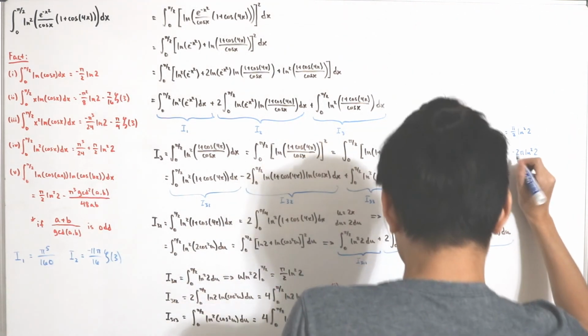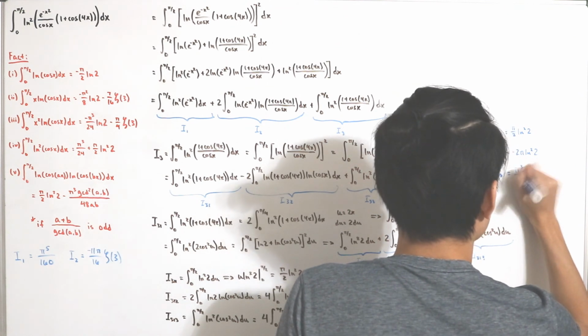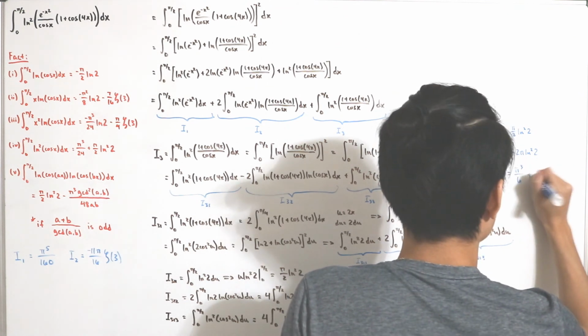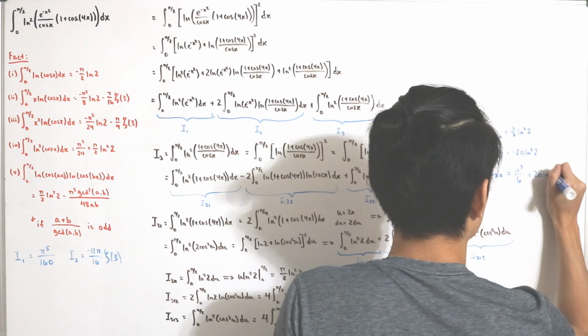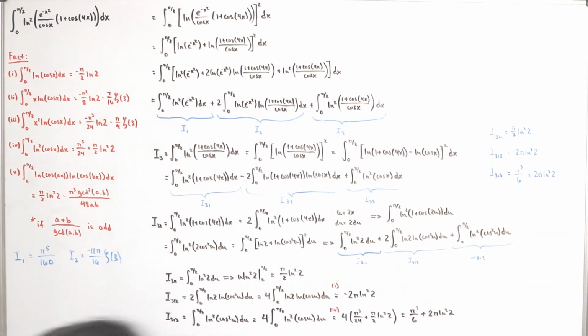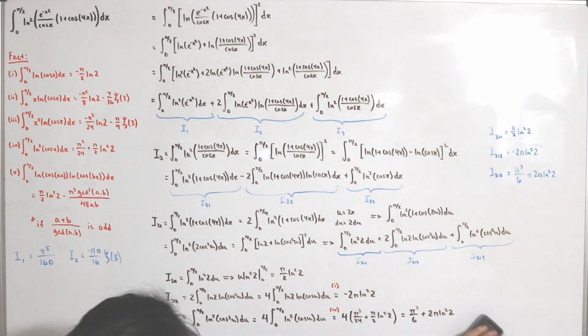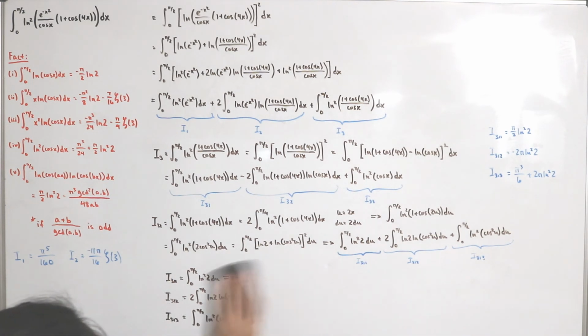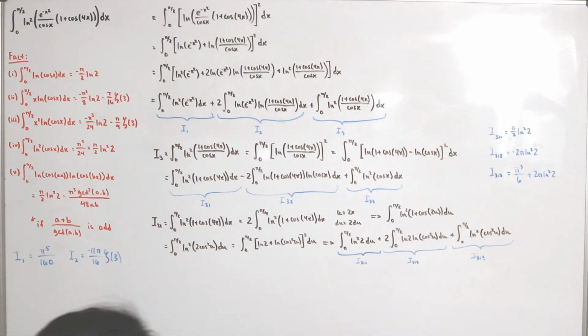I313 equals pi cubed divided by 6 plus 2 pi ln squared 2. All right, nice. Now we have our following pieces: we have our I sub 311, 312, and 313. So now we can actually just combine our pieces together.